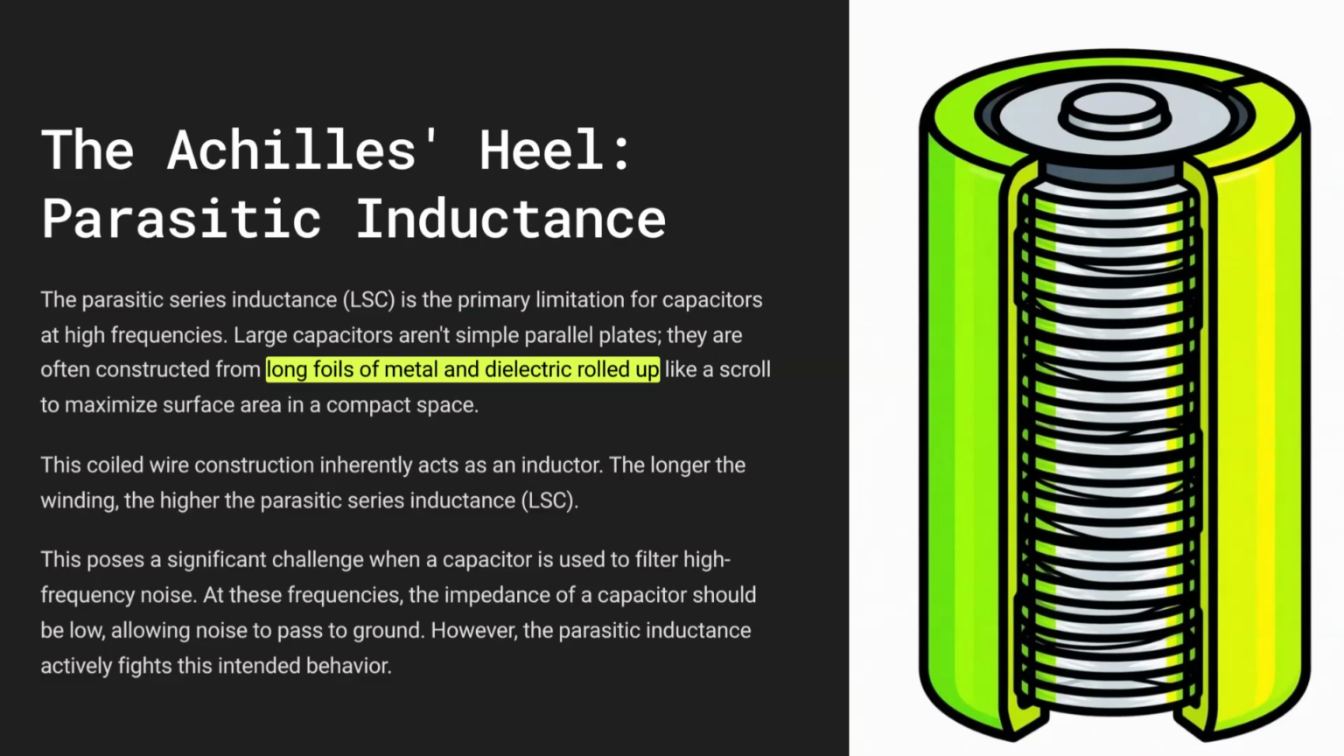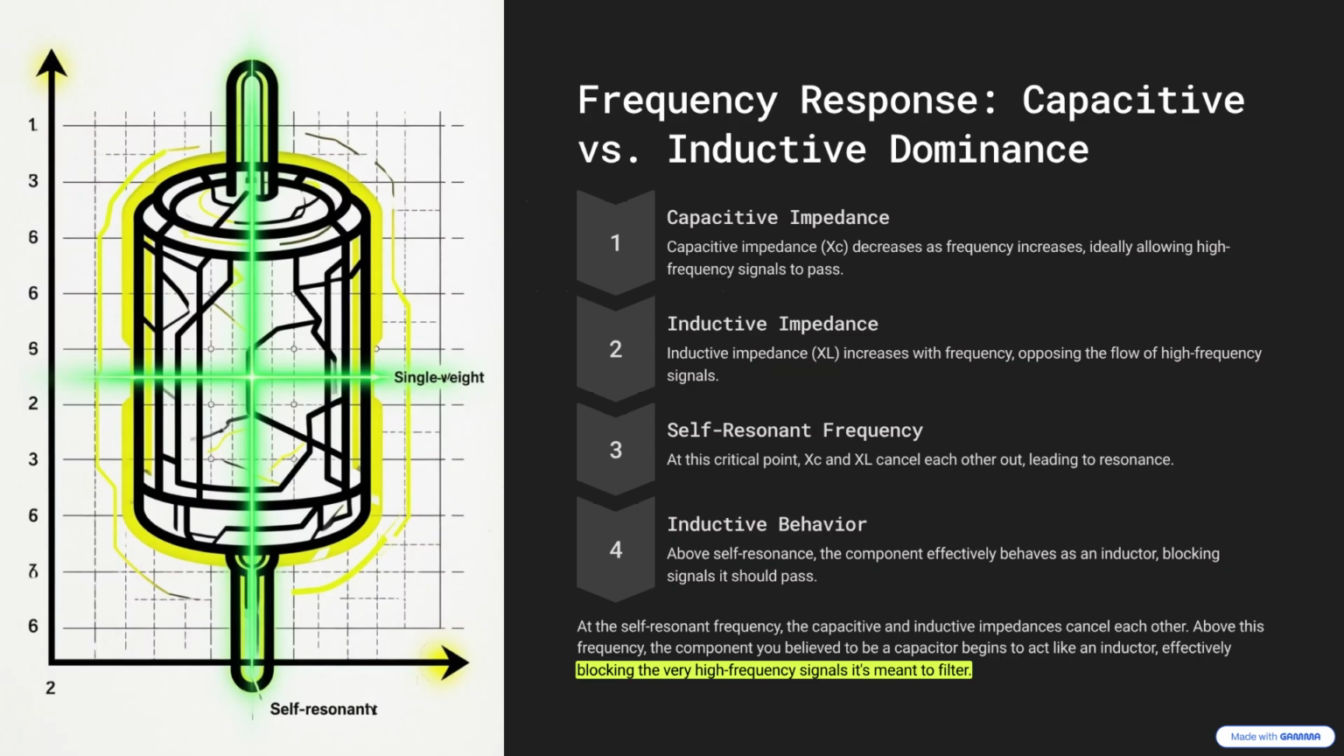So when we're trying to use a capacitor to filter high-frequency noise, which should have low impedance, that hidden inductance starts to fight back. Precisely. The capacitive impedance, XC, drops with frequency, which is what you want. But the inductive impedance, XL, increases with frequency. At a certain point, the self-resonant frequency, they cancel out. And above that frequency, the component you thought was a capacitor actually starts behaving like an inductor. It blocks the very signals it's supposed to pass to ground.